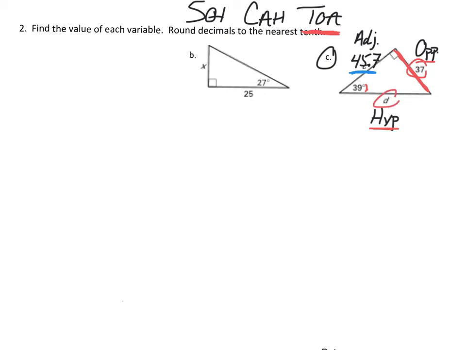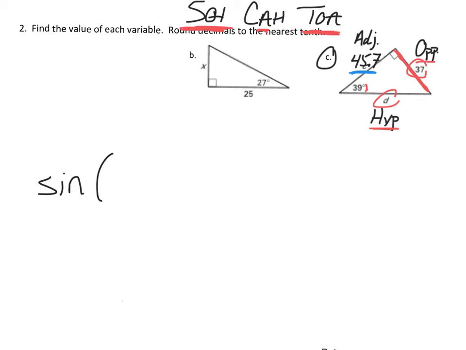So I want to figure out what function uses opposite and hypotenuse. I'll go to my list up top. It's definitely not tangent. It's not cosine because that uses adjacent and hypotenuse. It looks like I'm using sine. Sine uses opposite and hypotenuse. So I'll jot that down first. I'm using the sine function.